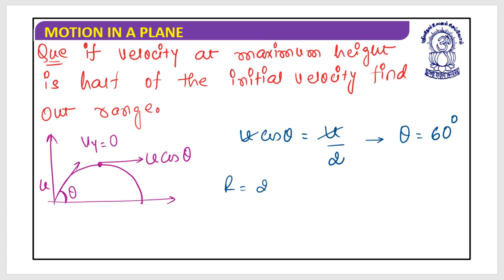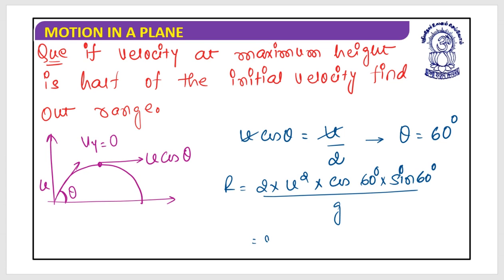Now you need to find the range. The range can be written as 2 multiplied by u square multiplied by cos 60 multiplied by sin 60 divided by g. That's it. It's 2 multiplied by u square into cos 60, which is half, sin 60, which is root 3 by 2, divided by g, which is 10. This 2 is gone, so that is equal to root 3 by 2 into 10, that is root 3 by 20 times u square. This is what they require. It is as simple as that.